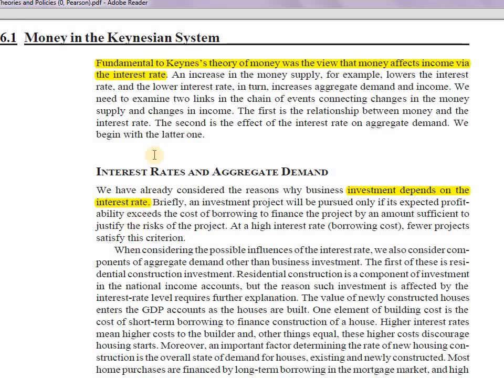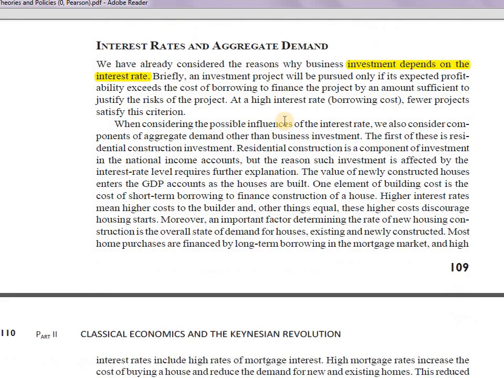Alright. Fundamental to Keynes' theory of money was the view that money affects income via the interest rate. What exactly does this mean? We're going to be talking about this in a very detailed manner, but not now. This is not needed now. What's needed is just to understand how we're going to determine the rate of interest. Let's determine the rate of interest first, then we'll talk about all the income relation.